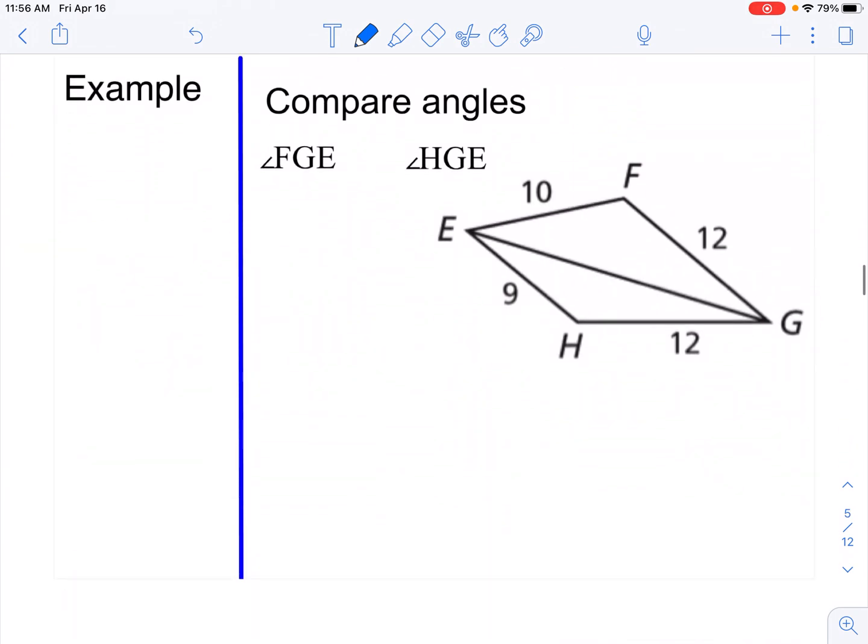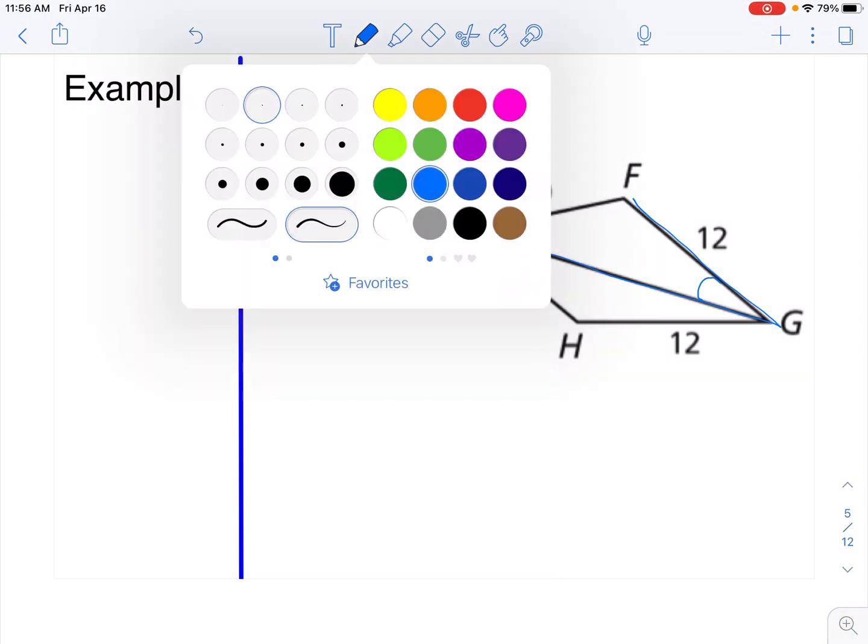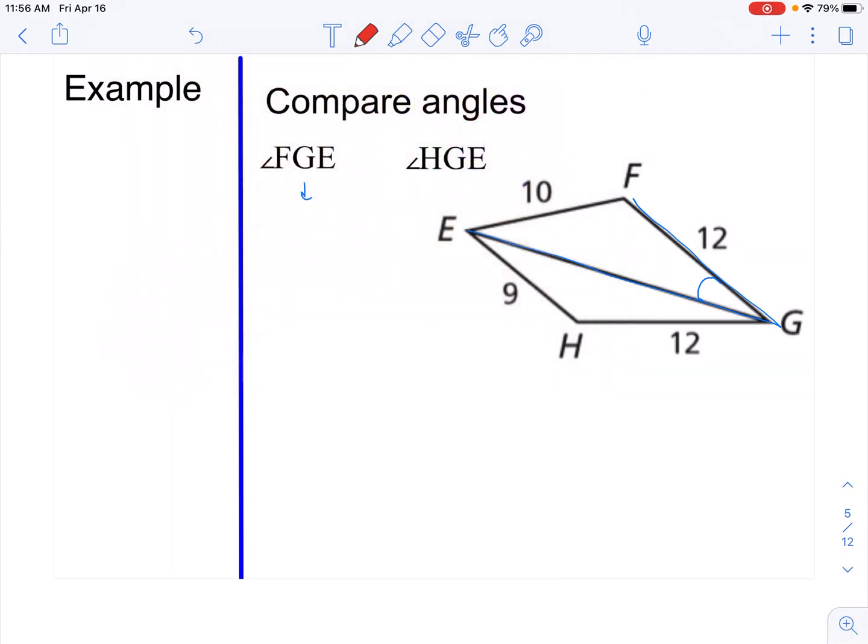I always think the ones in the pictures like this are a little bit more confusing when you have three letters to name the angle. So let's carefully find this angle FGE. G is the vertex. FGE, so I'm going to put a little arc on that angle. That's FGE. And the next angle is HGE. I'll put a little red arc on that angle.